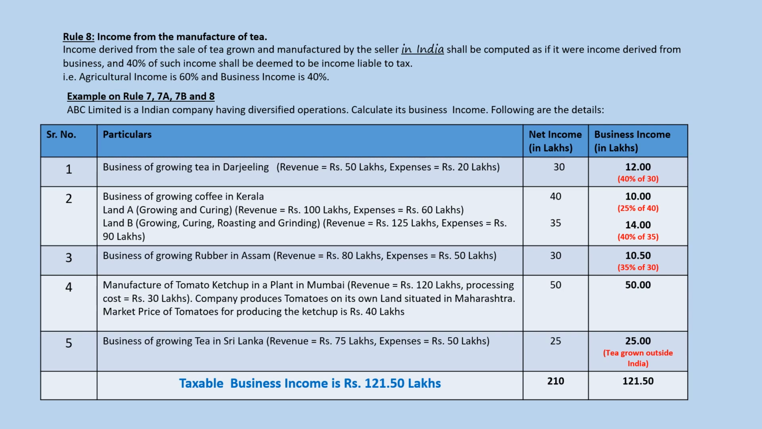Now, business of growing tea in Sri Lanka. Now, this is business from a land outside India. So, rule number 8 is not applicable in this case and the entire income of rupees 25 lakhs is taxable. So, the total taxable business income comes to 121.50 lakhs. Now, you can pause the video and again see the example and understand it.